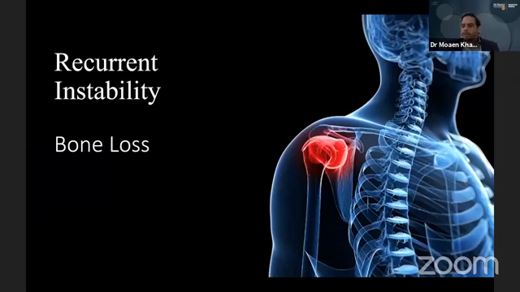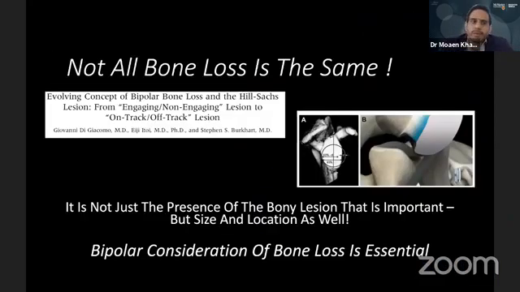Now, let's move on a little bit to recurrent shoulder instability, and we'll start talking now about bone loss. There's been a lot of research on bone loss over the last few years. I think one of the most important concepts really is that not all bone loss is the same. We've learned a lot about this from the track concept that was published by Di Giacomo, Itoi, and Burkhart. And really recognizing that it is not just the presence of a bony lesion, but its size and its location as well. That has really brought to light bipolar consideration of bone loss.